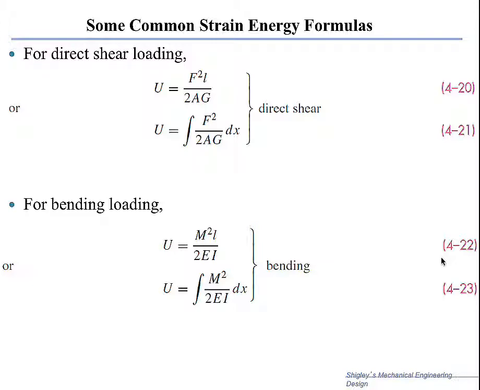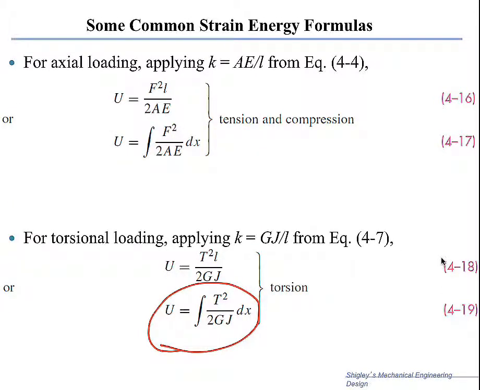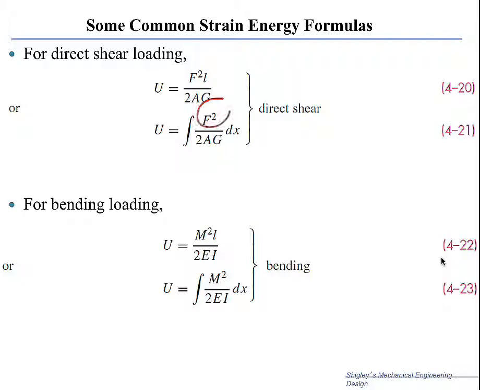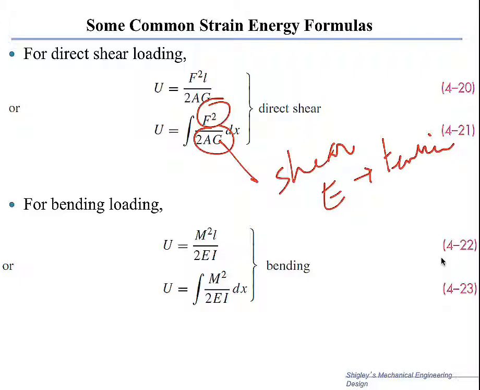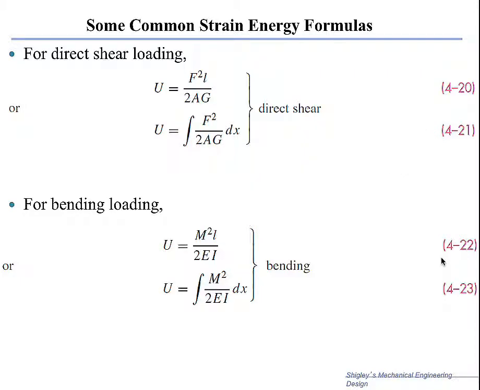For direct shear, the procedure is similar, and therefore we'll borrow the same idea from tension. From tension, we find F squared over 2AE dx. For shear, it will be F squared over 2AG, because G is for shear just as E is for tension. Because it's the same procedure for finding the energy, we have exactly the same formula, but replacing E with G.